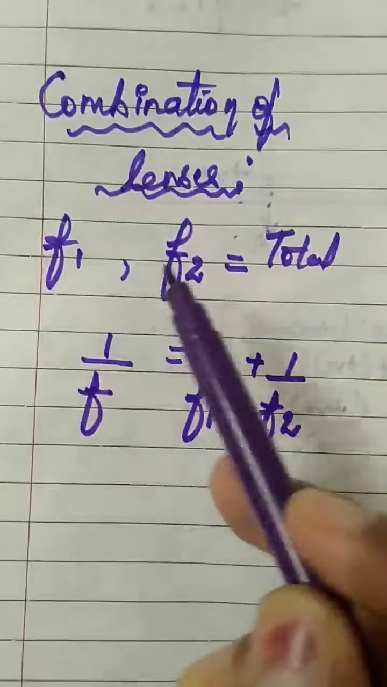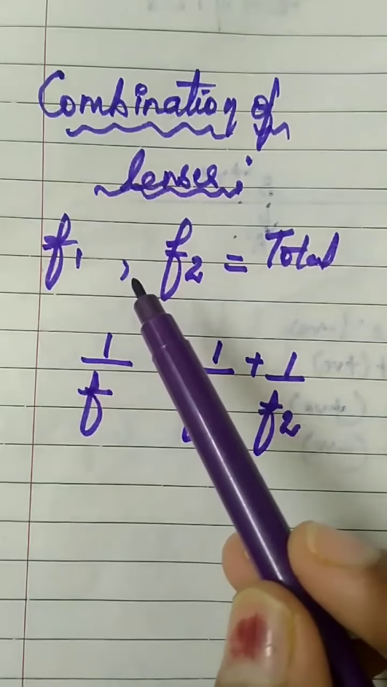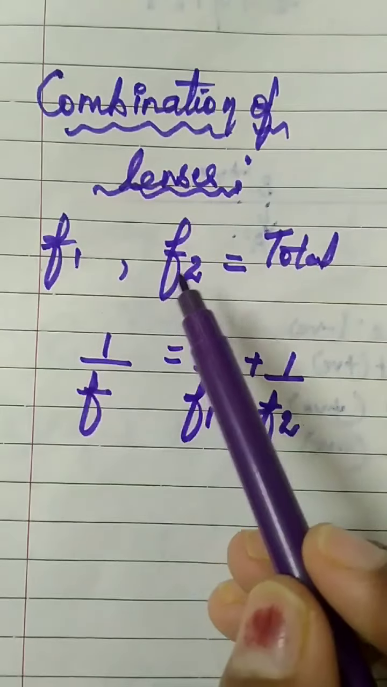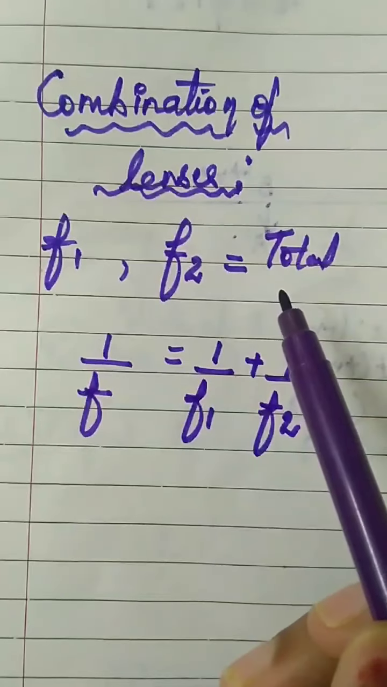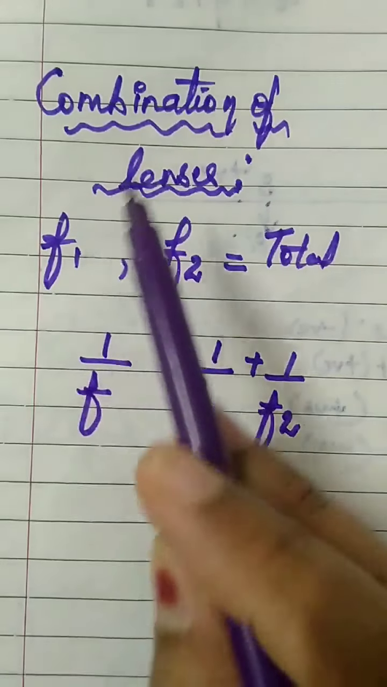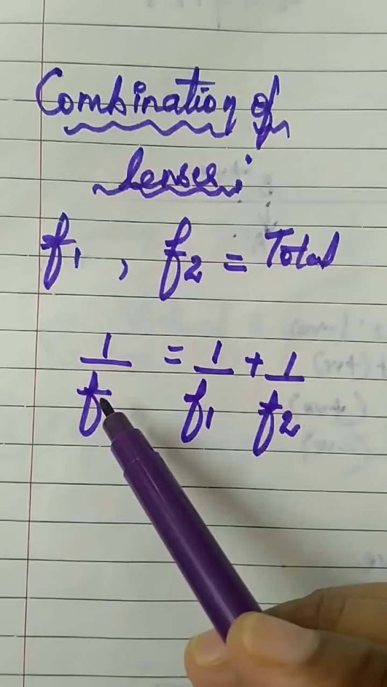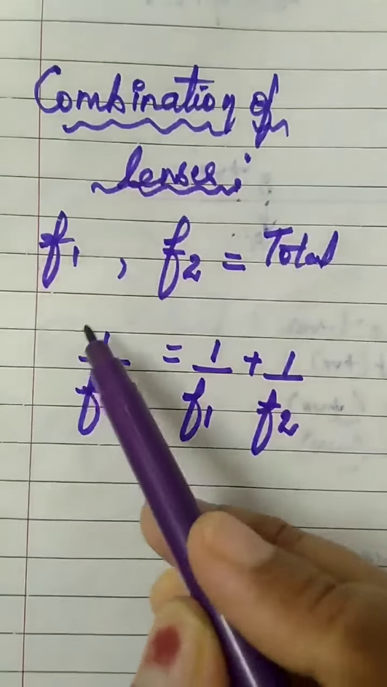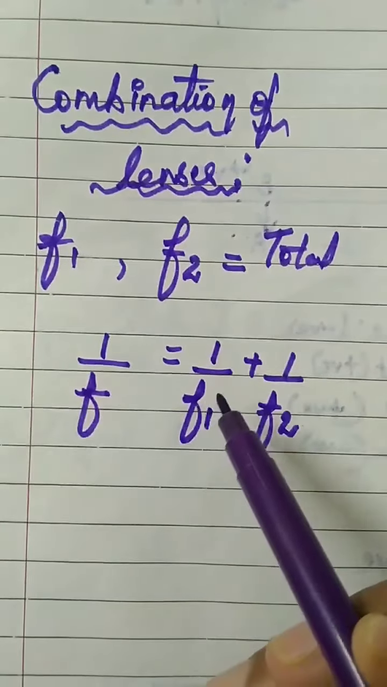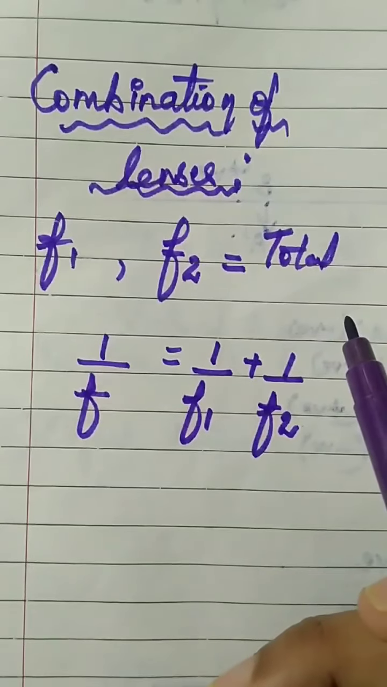Okay, how will you explain it? If two lenses with focal lengths f1 and f2 are kept in contact with each other, the combination of effective focal length is given by 1 upon f is equal to 1 upon f1 plus 1 upon f2.